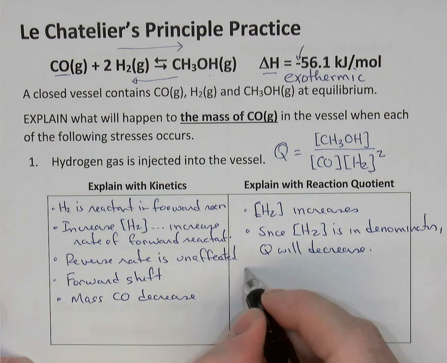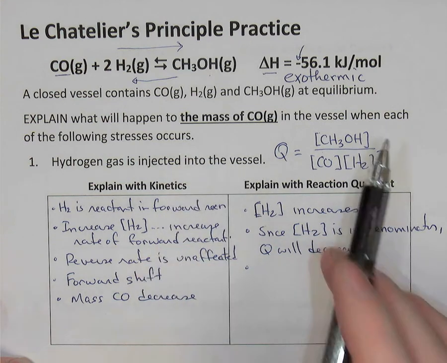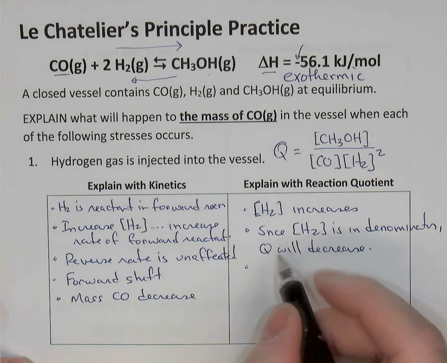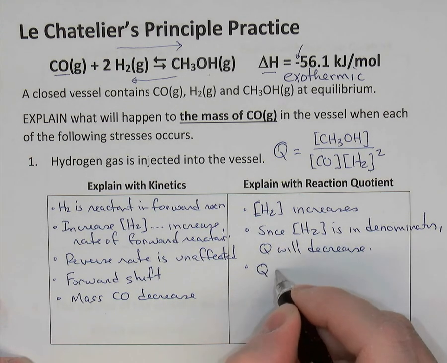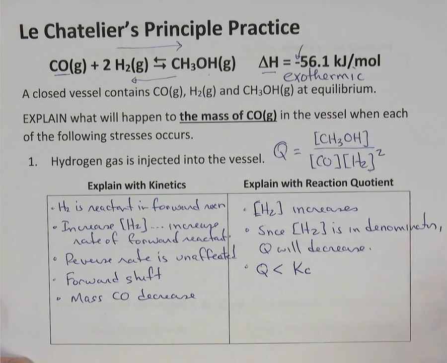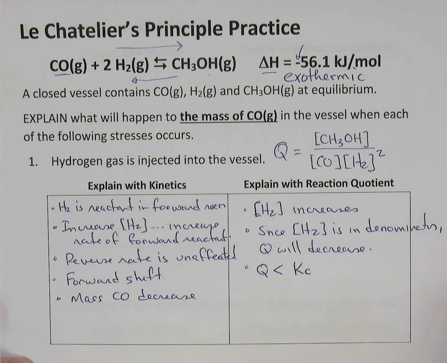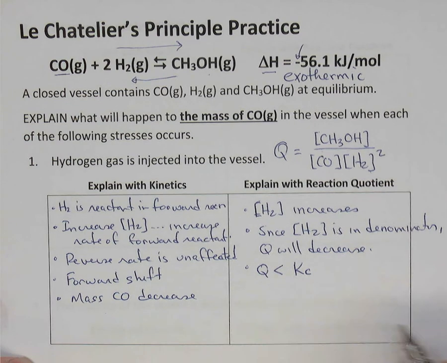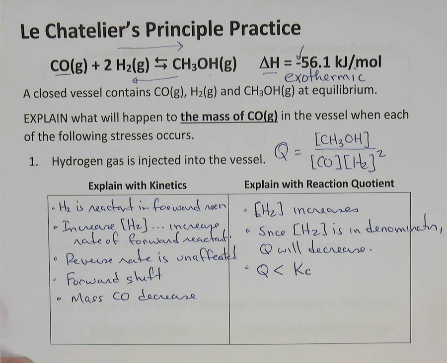Now when you start in this problem, we were told that we were at equilibrium. Since we were at equilibrium initially, Q, the reaction quotient, would have been equal to Kc, the equilibrium constant. But now Q has decreased. So if Q is decreased, Q is now going to be smaller than Kc. Kc, of course, is unaffected. Maybe I should have said that there. Kc is only changed when you change temperature, right? So Q is the only thing that changed in this problem.